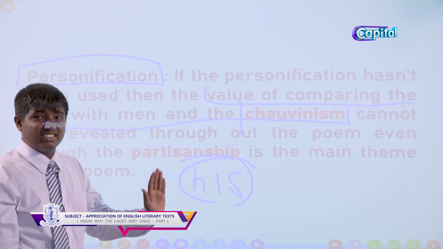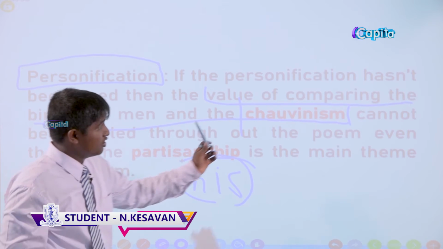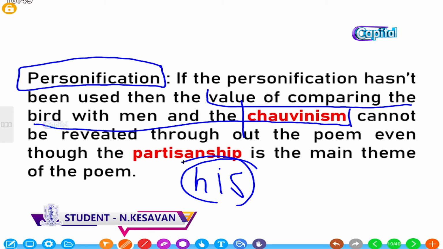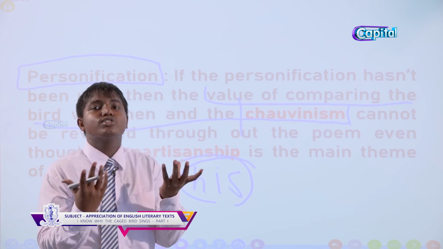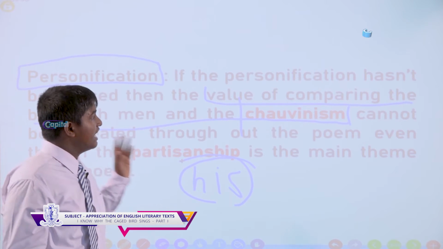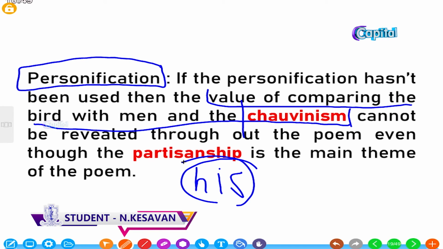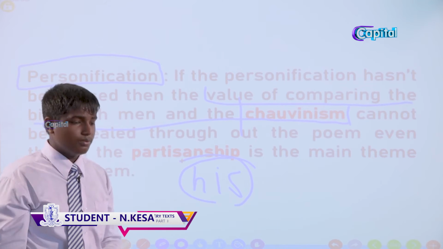According to this stanza, let's just divide and look only at this stanza. You can see the chauvinism, the value of comparing the men and chauvinism, cannot be seen if there was no personification. If there was no personification, it cannot be seen. So the personification's point of view in this poem is to deliver the chauvinism. And also the partisanship is the main theme of the poem.